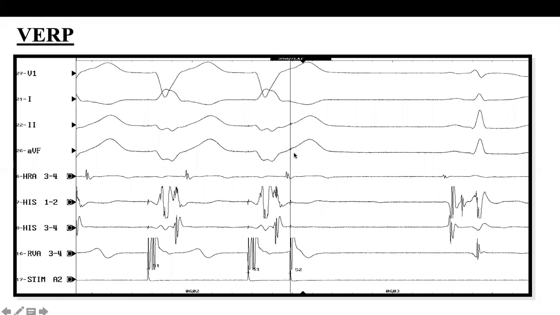So this is definitely the effective refractory period of the tissue of the ventricle.